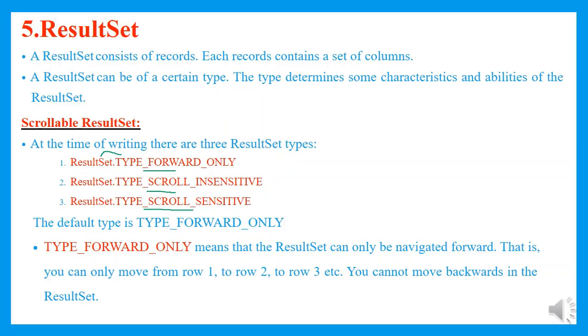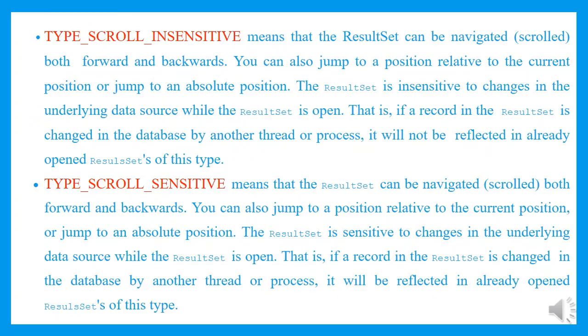So TYPE_FORWARD_ONLY means the result set can move only in the forward direction. That is, you can only move from row 1 to row 2, row 2 to row 3, and so on. We cannot move backward in the result set. TYPE_SCROLL_INSENSITIVE means the result set can be moved in either the forward or backward direction. Also, it can jump from the current position to an absolute position.